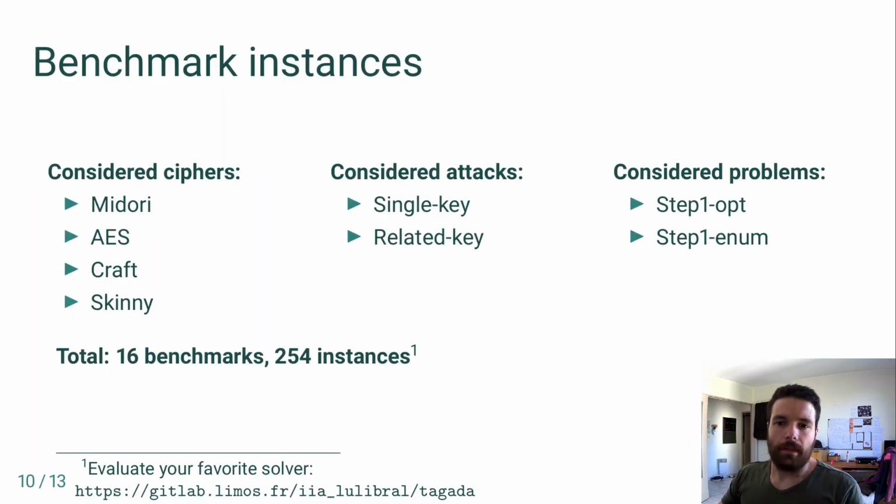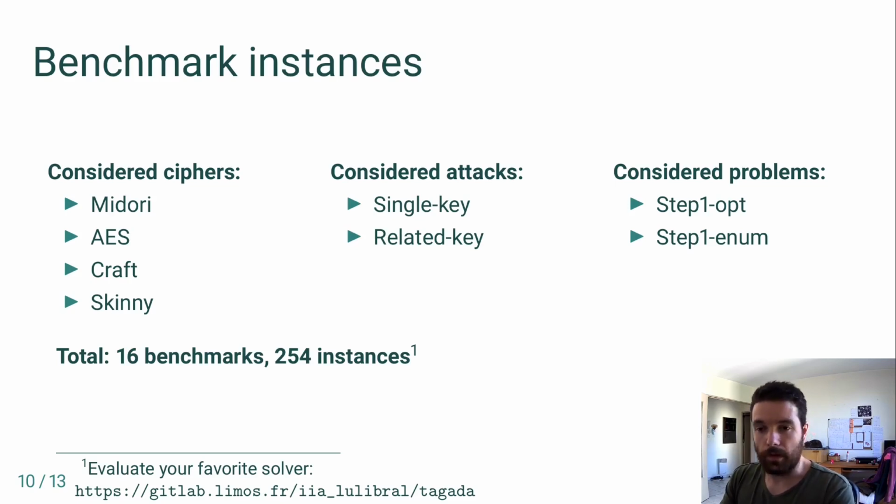So now let's discuss the results. For this paper, we considered 4 ciphers, which are well known: Midori, AES, Craft, and Skinny. For each of these, we considered 2 types of attacks, single key and related key attacks. And for each of these combinations, we studied 2 kinds of problems.